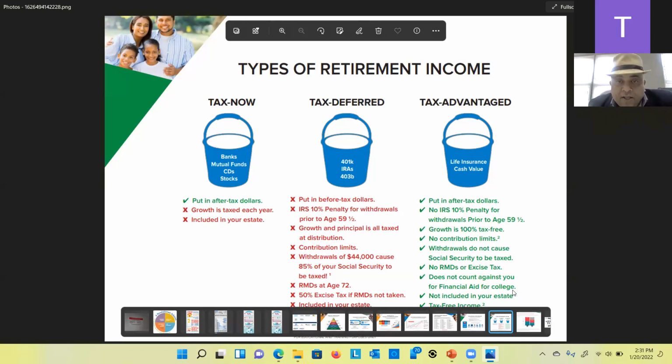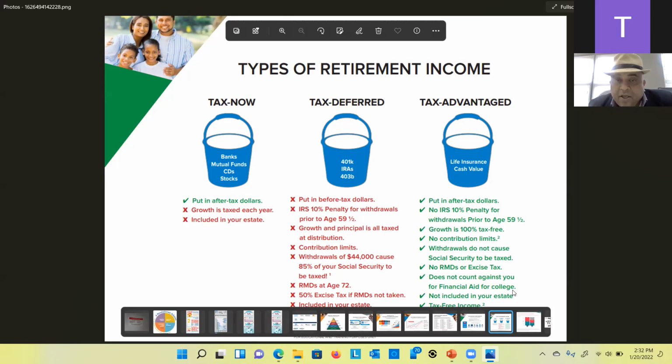But in 401k, we put money in before tax dollars. There's an IRS 10% penalty if you withdraw money before 59.5. So let's say someone needed money. If it's an emergency, fine, you have to write a letter or something, but otherwise you have to pay a penalty of 10%. Growth and principal are all taxed at distribution. That's very important. When you take out money from a 401k, it's taxed at the distribution.